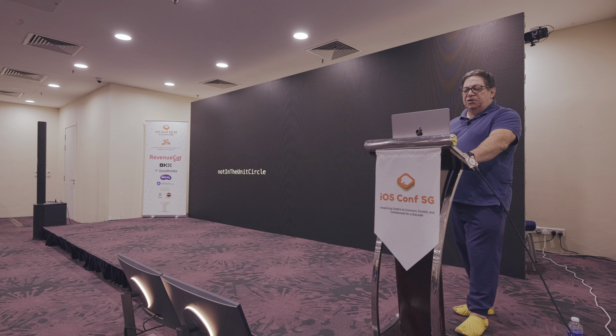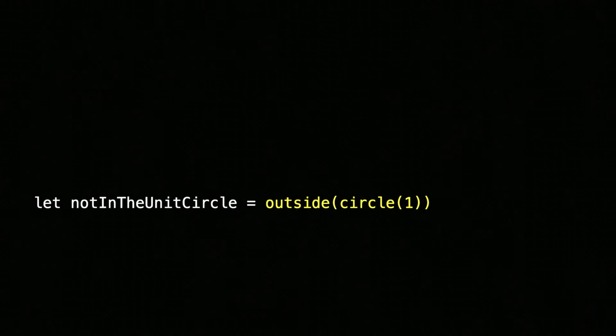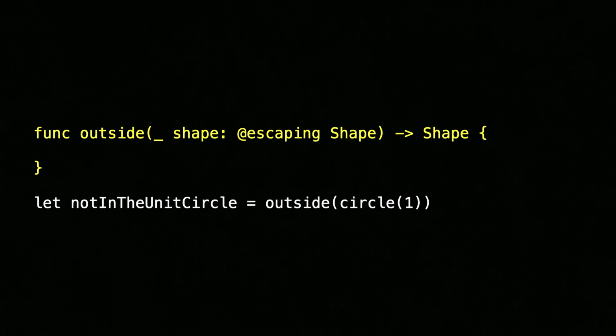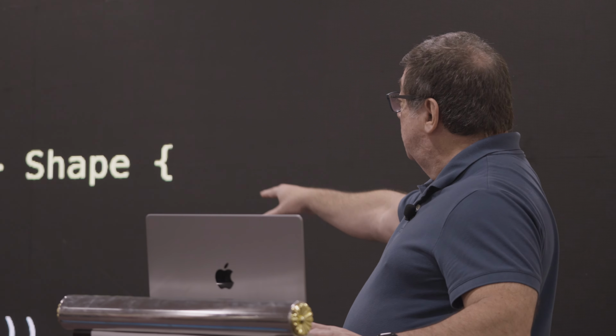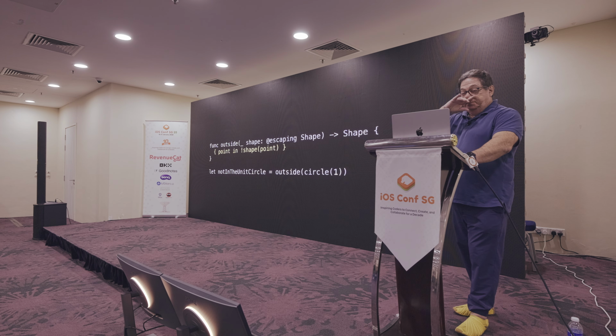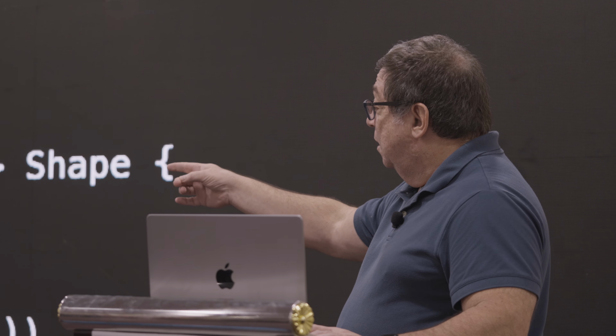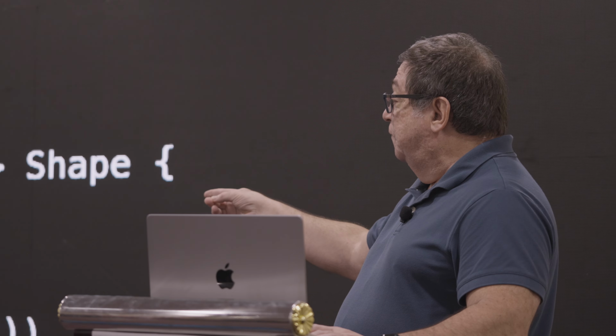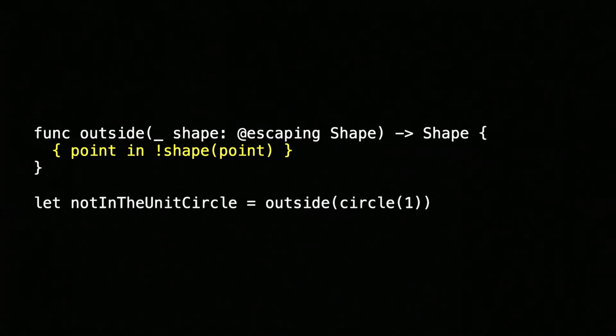And so I know what it means to be inside the unit circle. What does it mean to be not in the unit circle? To be not in the unit circle means I am outside of a circle with radius 1. And so I need that outside function, and it takes a shape, which is a function from point to bool, and it returns a shape, which is a function from point to bool. You guys still with me? So it just says, well, if you're in, then I'm going to return false, and if you're out, I'm going to return true. It's just the not shape of the point.